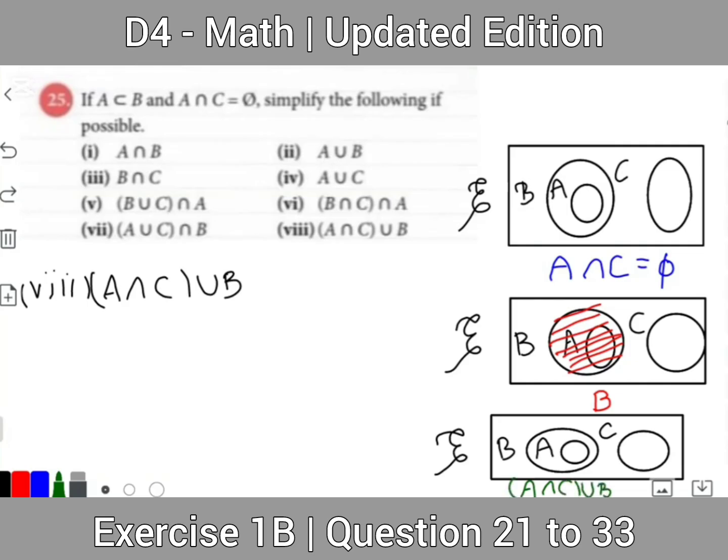So in the third Venn diagram, we just have to put all the shaded regions together. So the shaded region in the third Venn diagram, shaded with the green color, represents the set B. So A intersection C union B will be equal to B.